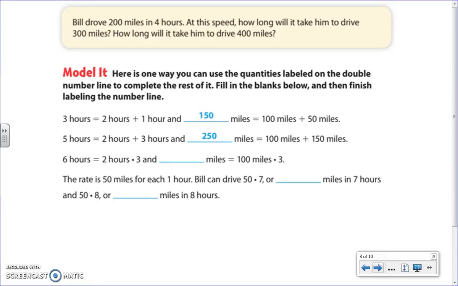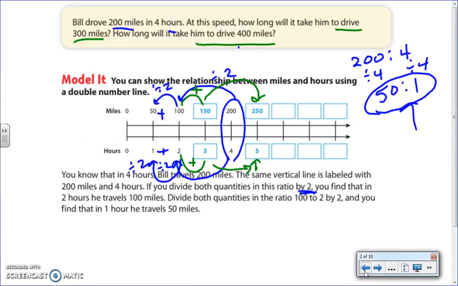6 hours equals 2 hours times 3, and blank miles equals 100 miles times 3. So we can also use a multiplication pattern. So if I'm looking for 6 here, which should be the next counting number in the order, I could do a 3 plus 3 or a 4 plus 2. There's a lot of things I could do. It suggests that one of the patterns we can use is we can say, oh, well, 3 times 2 is 6, so 150 times 2 would equal 300.